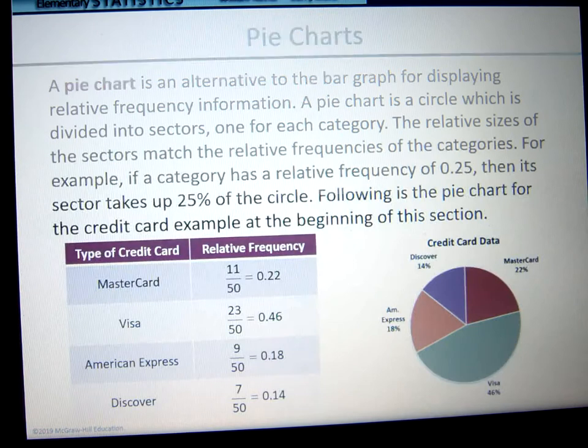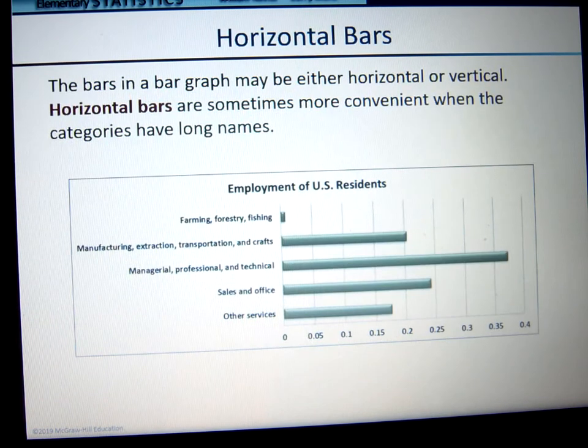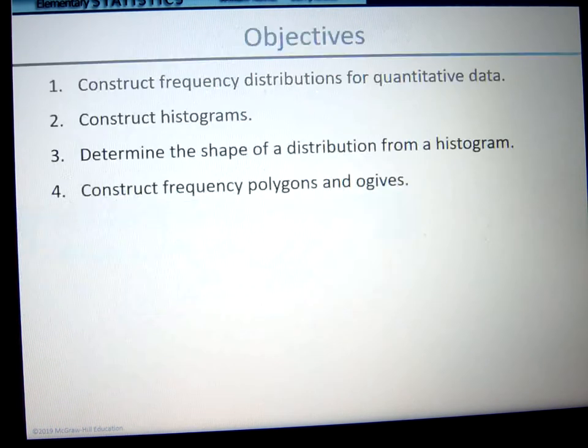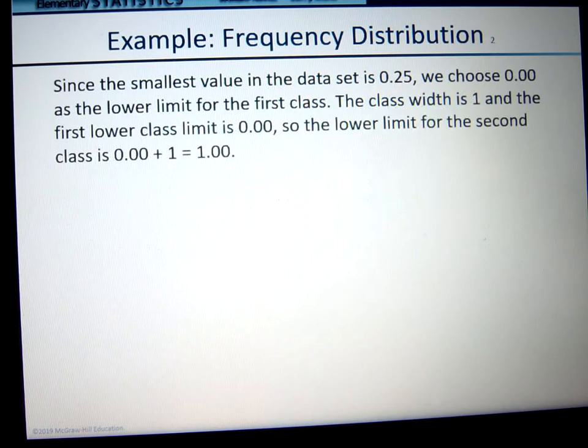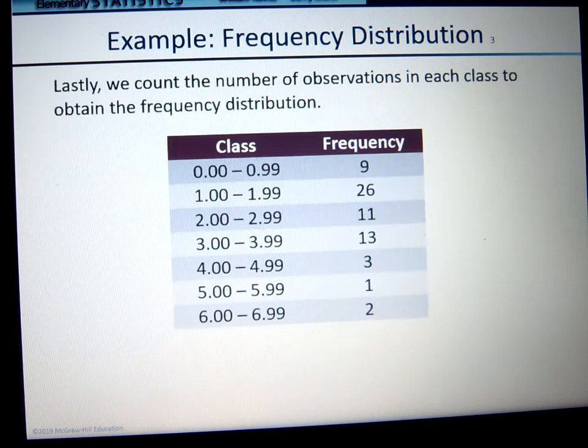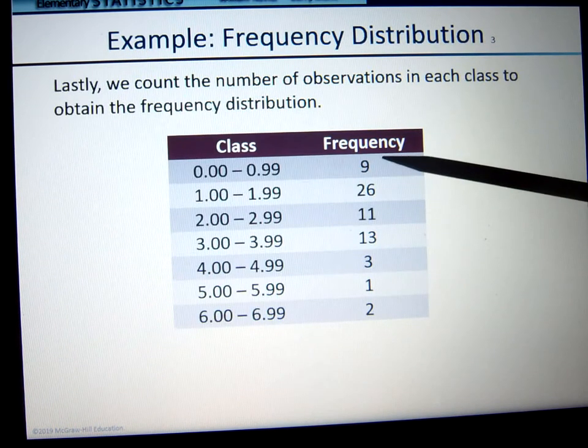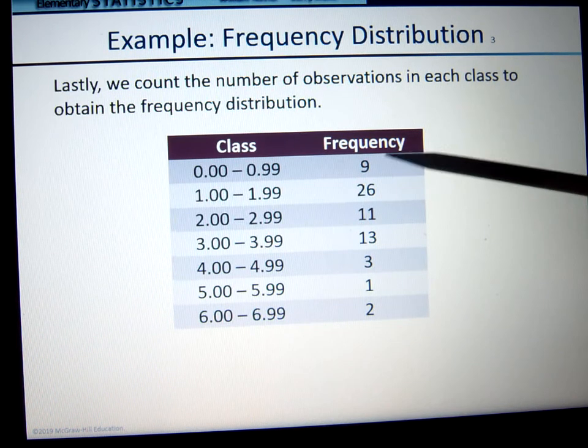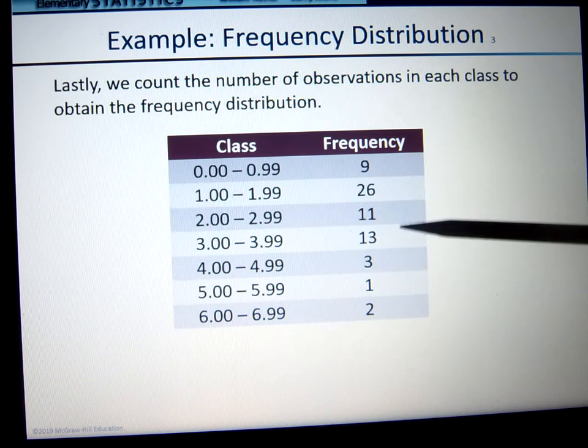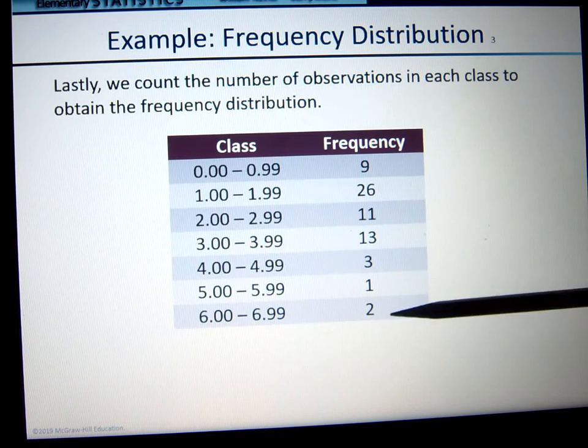Did I go past it? Oh, no, I'm going backwards. Whoops. Sorry. Let me go back forward. I hope I'm not making you dizzy. Okay. So here we have our 9 frequency of our class. And then we continue through the same process to get all of our numbers.